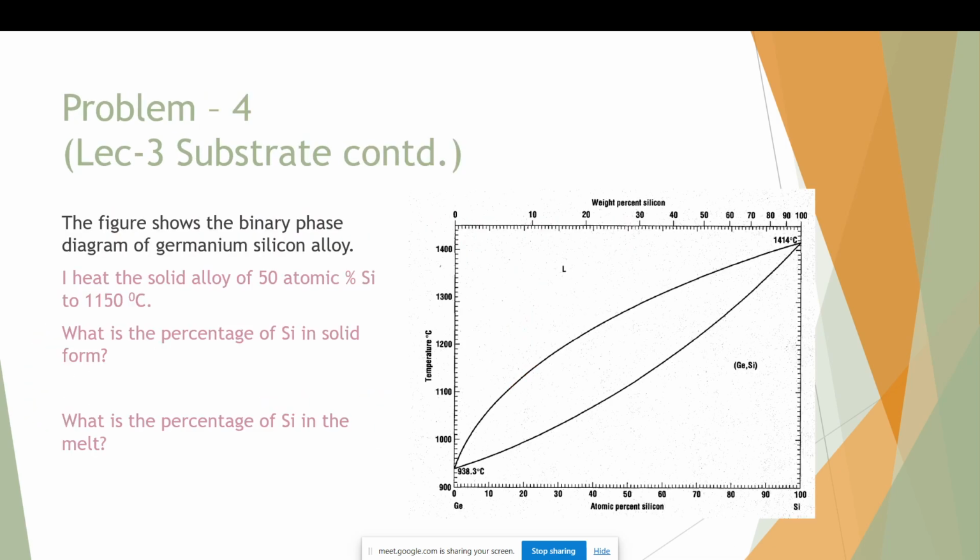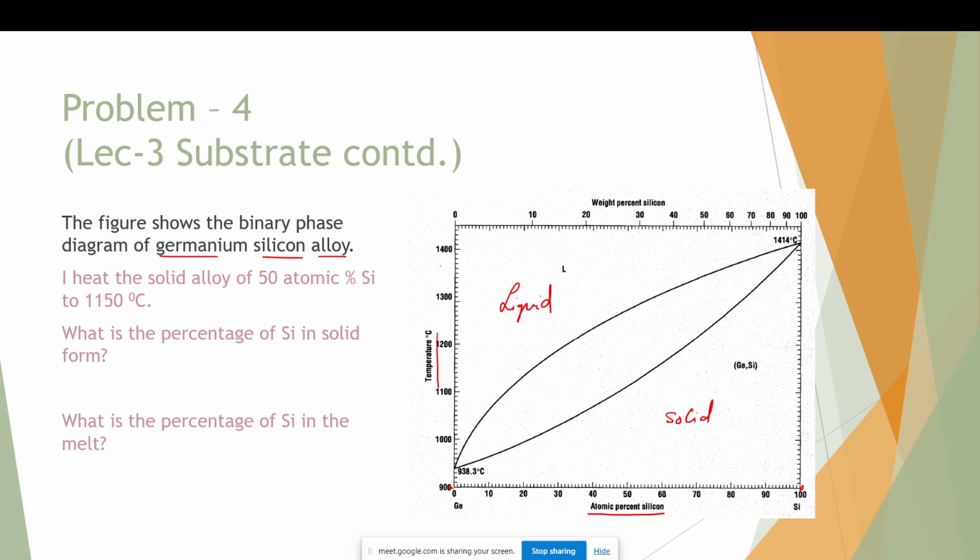Right, so this is about the binary phase diagram that the professor has talked about. The figure shows the binary phase diagram of germanium silicon alloy. A binary phase diagram is basically when we have two materials in a mixture, and this mixture can be in the solid state, liquid state, or partially solid, partially liquid. That is this center part. This is the temperature, and this is the atomic percent silicon. This point corresponds to 100% silicon, and this point corresponds to 100% germanium.